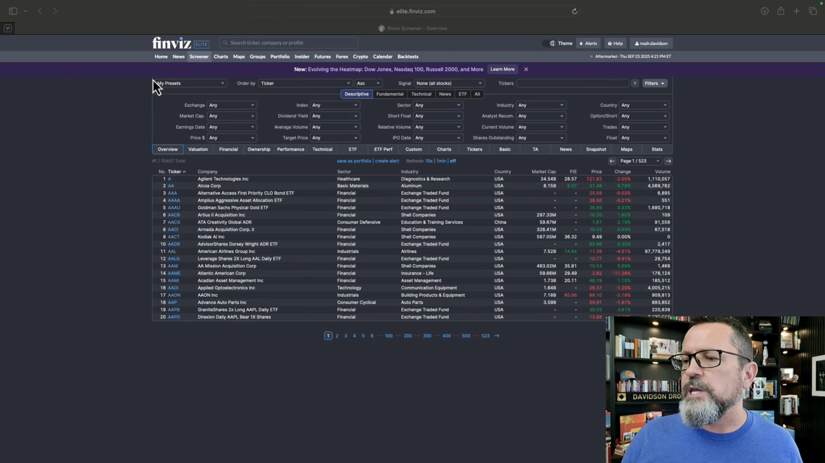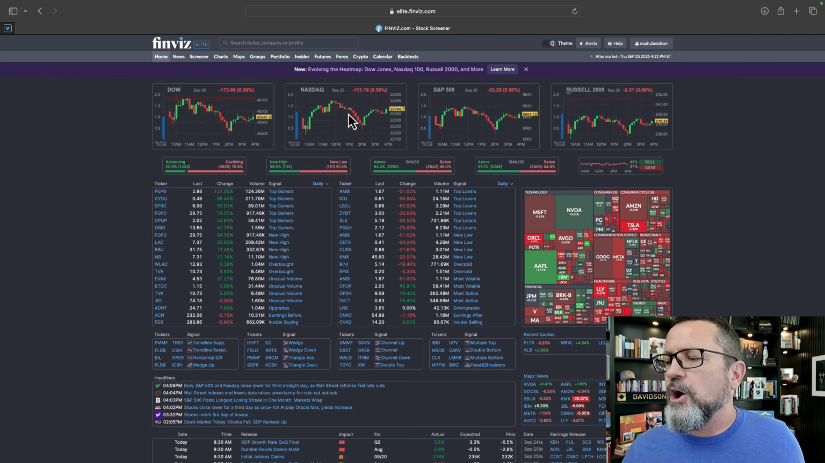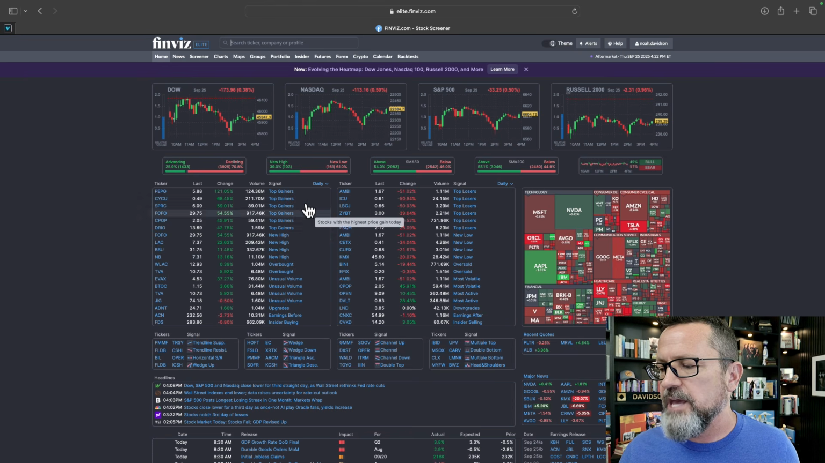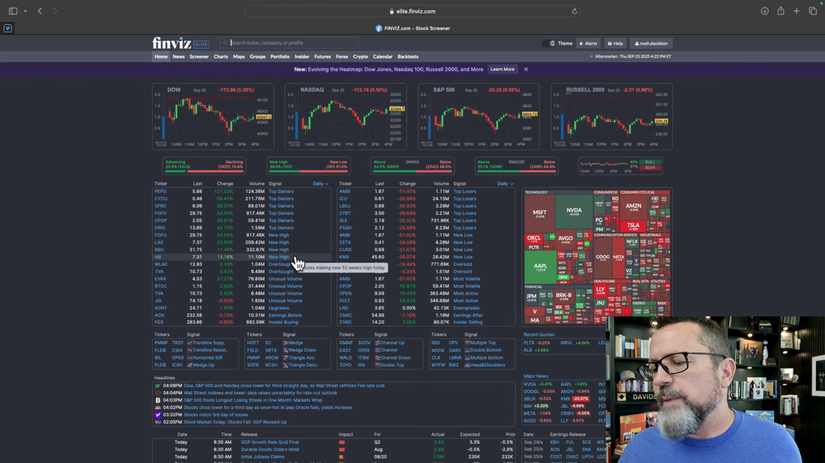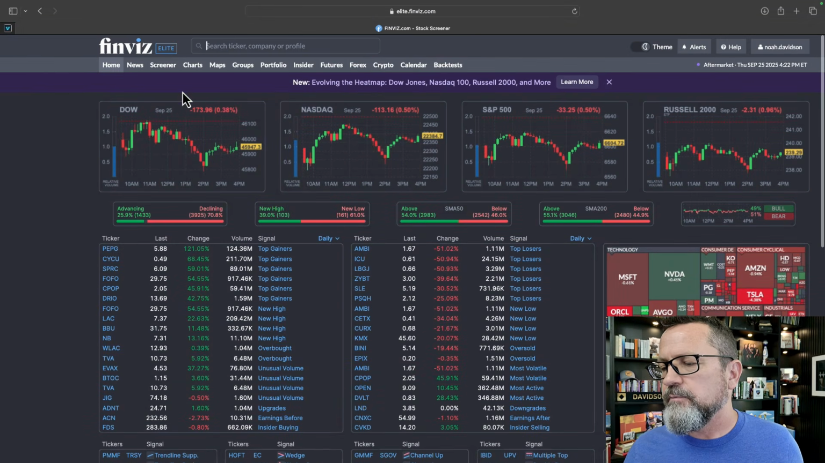Okay, so when you log into Finviz and you get to their homepage, you can see the current market conditions, and you get a little heat map, and some stocks that are rising, top gainers and top losers and things like that. You can look at those. There's good information right here on the homepage, but where I want to focus is on the screener. So I'm going to zoom in and look at the screener up top, and we're going to click on that.